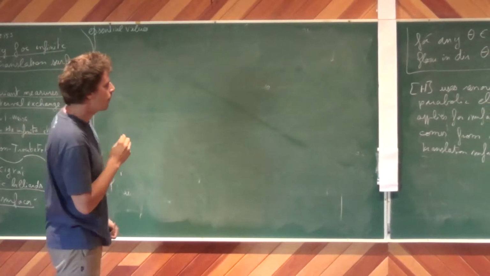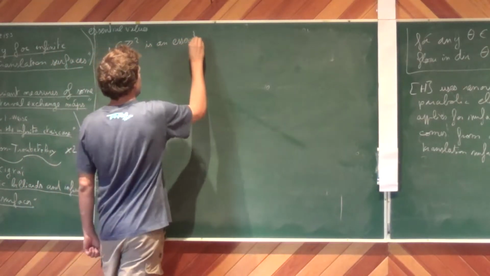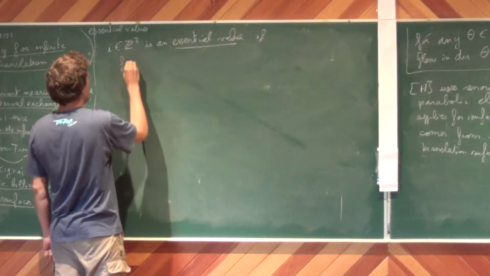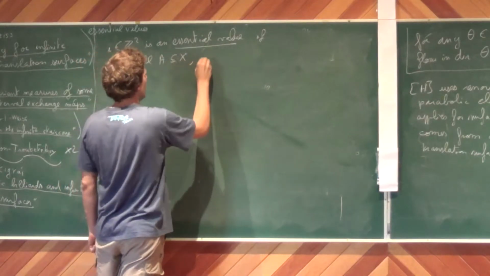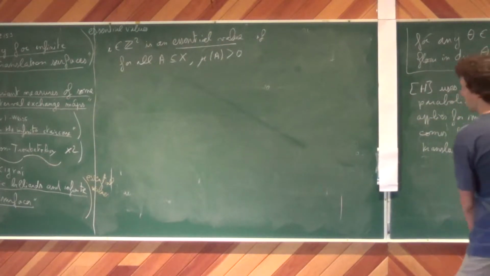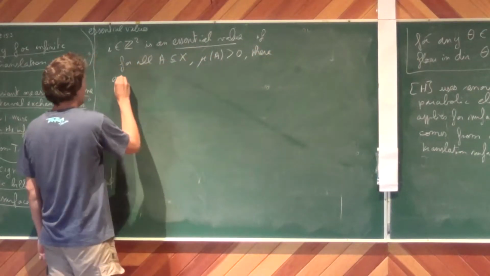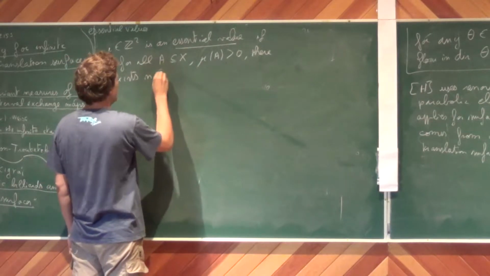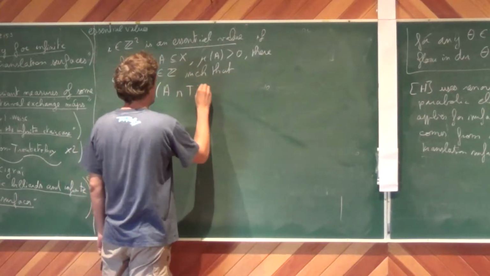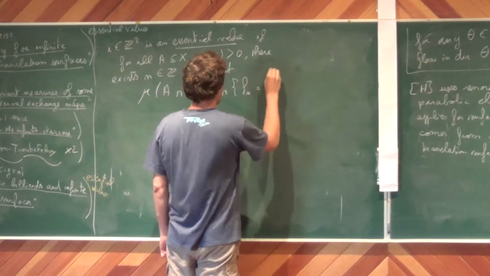An essential value is an element of Z². So i in Z² is an essential value if for all A contained in X with positive measure, where mu is my Lebesgue measure on X, so this is a probability measure, there exists n such that mu of A intersected with T^(-n)A, and F_n equal to i, is positive.